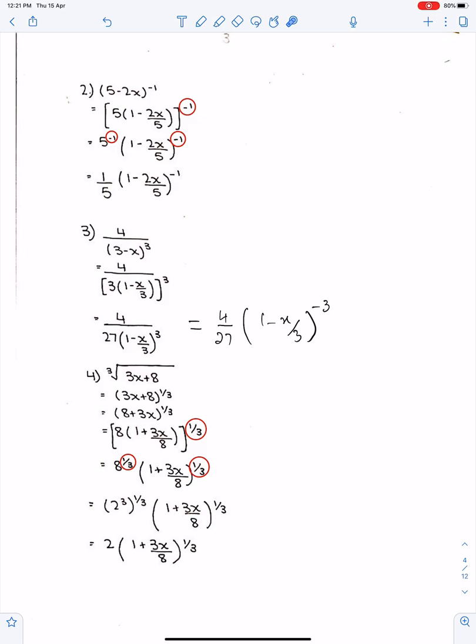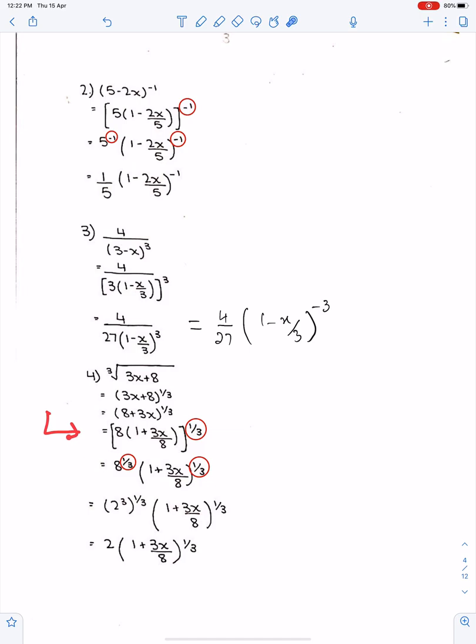Now the first term should be 8. You first need to arrange the expansion in ascending order. First expand the expansion in ascending order and then take 8 common from this expansion. So when you take this 8 common, you will get 8 times [1 plus 3x upon 8] whole power 1 upon 3.